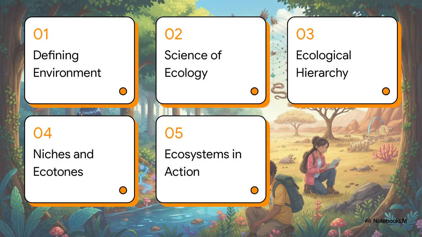All right, here's our roadmap for today. We've broken this vast topic down into 5 easy steps. We'll start with defining our environment, move into the science of ecology, climb the ecological hierarchy, explore niches and ecotones, and finally put the whole shebang together to see ecosystems in action.